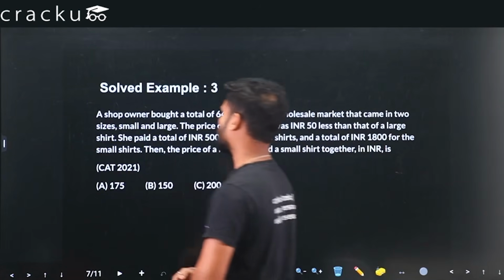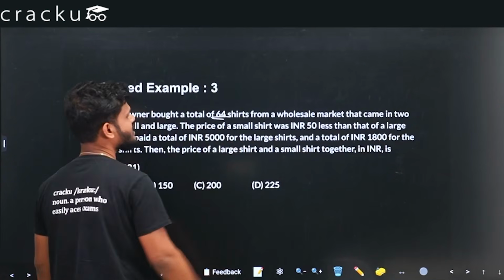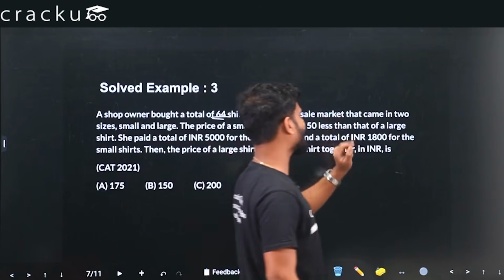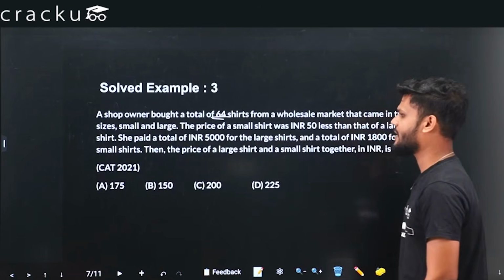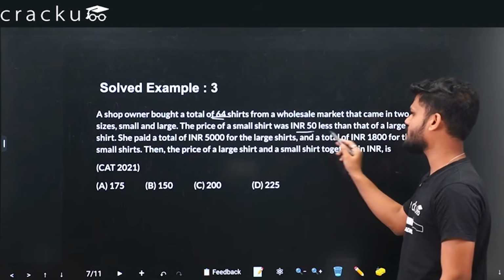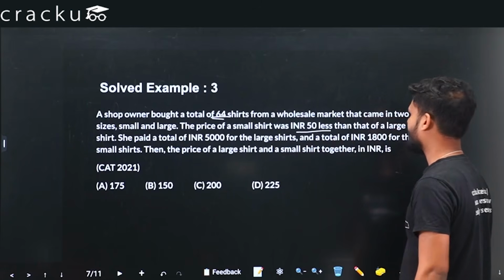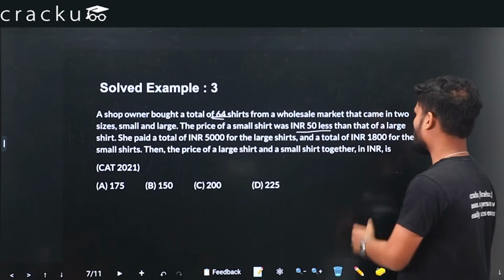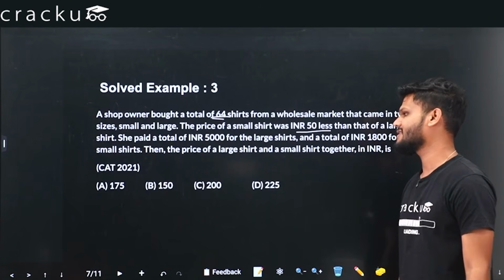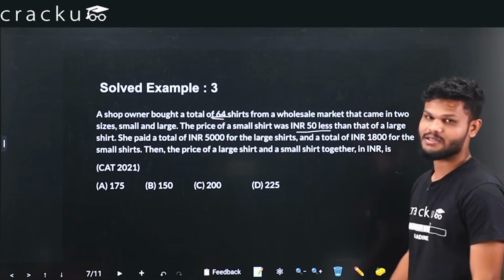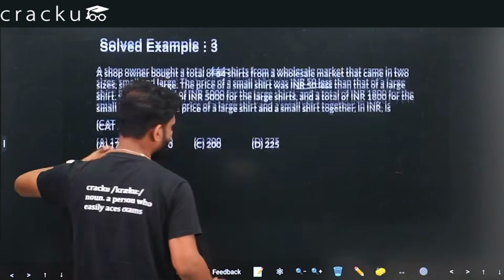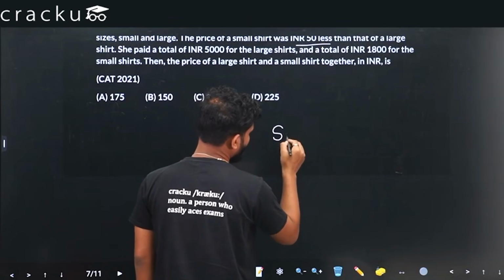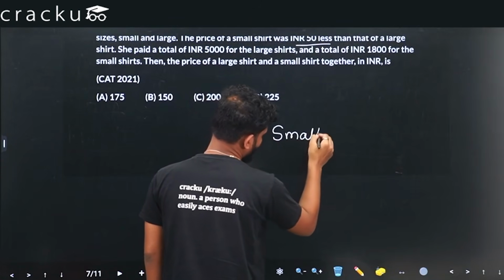Here it is said a shop owner bought a total of 64 shirts from a wholesale market that came in two sizes, small and large. The price of small shirt was 50 less than the large. He paid total of 5,000 for large shirts and total of 1,800 for the small shirts. Then the price of the large shirt and the small shirt together is what? What we have to find? We have to find small plus large.